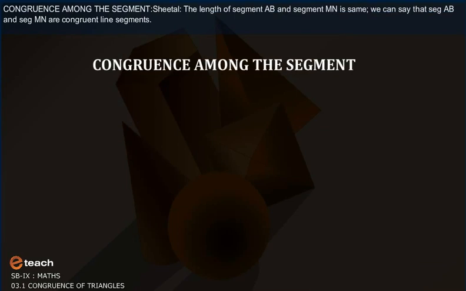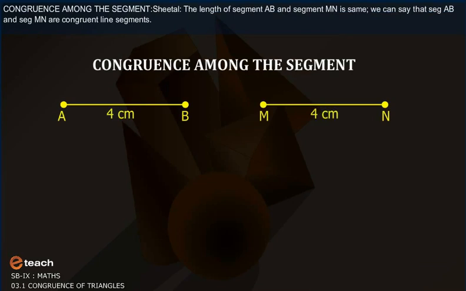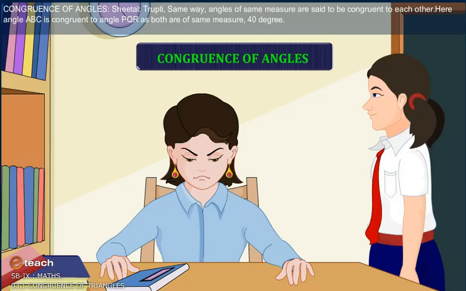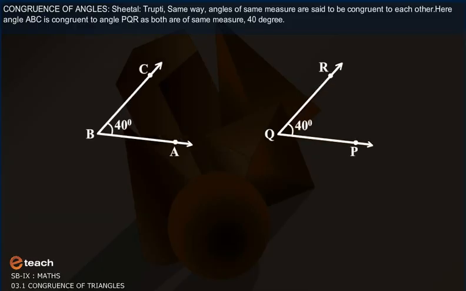Congruence among segments. Sheetal says, the length of segment AB and segment MN is the same. We can say that segment AB and segment MN are congruent line segments. It means if segments are congruent, their lengths are the same. Congruence of angles. Sheetal says, Tripti, in the same way, angles of the same measure are said to be congruent to each other. Here, angle ABC is congruent to angle PQR as both are of the same measure, that is 40 degrees.